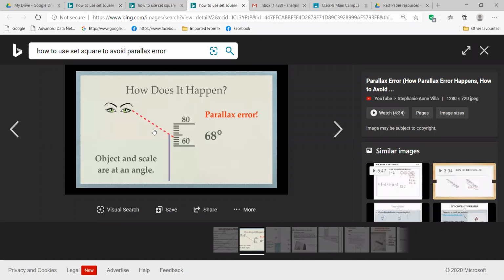Look, what is called parallax error? Your reading is here, right? This line, can you see? This one is giving you 60 and this one is 80. Your reading should be 70, isn't it? But because of the parallax error, as the eye position is not aligned with the line, there is some error while taking the reading. Because of this error, the person is seeing 68 instead of 70.